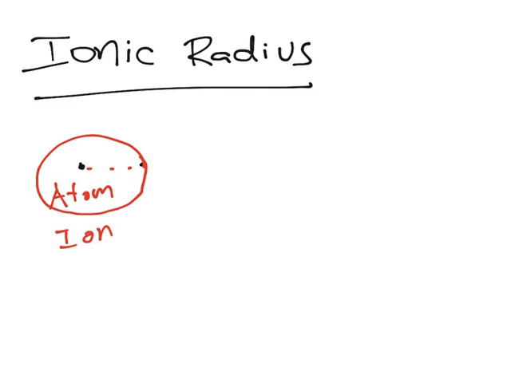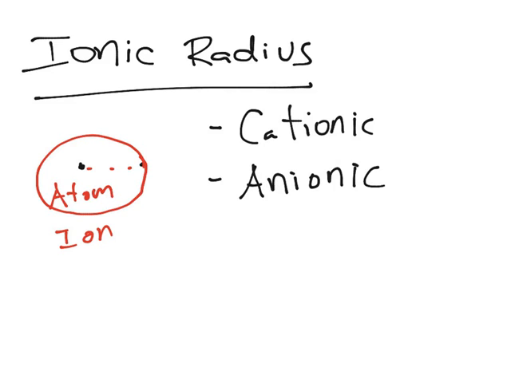And because we have two types of ions, one that's positively charged and one that's negatively charged, we'll have two types of radius. We will have a cationic radius and an anionic radius. Just to refresh your memories, this is a positive ion, this is a negative ion. So I'm going to start by talking about the cationic radius.